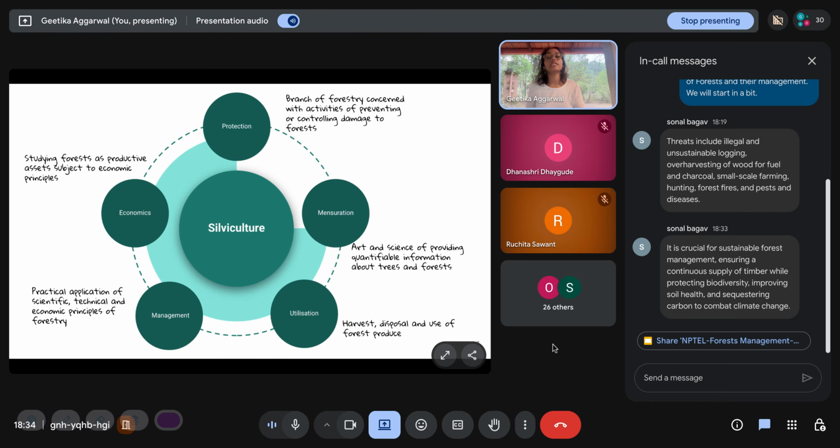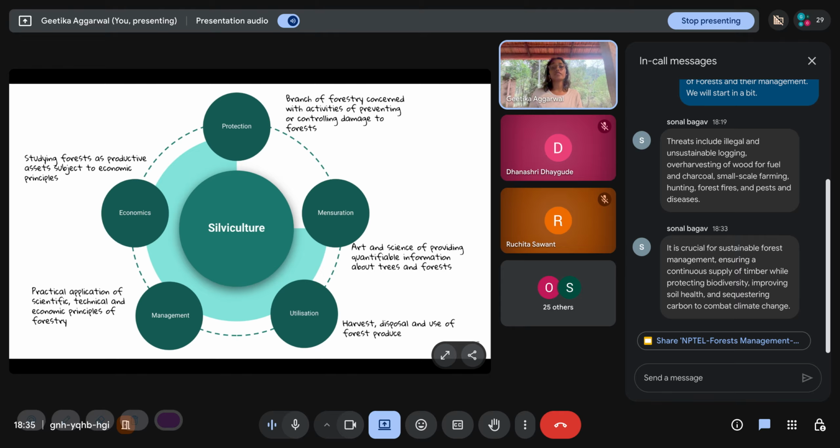Economics is basically studying the forests in the sense of thinking about forests as productive assets. So basically, we're thinking about forest in the sense of how much money can we get out of this forest, how much economic benefit can we get out of this forest. We're not studying forests, for example, in terms of their biodiversity or conservation or the animals that inhabit it, but we're thinking of it as productive assets, how much produce we can get out of the forest. So that comes under forest economics.